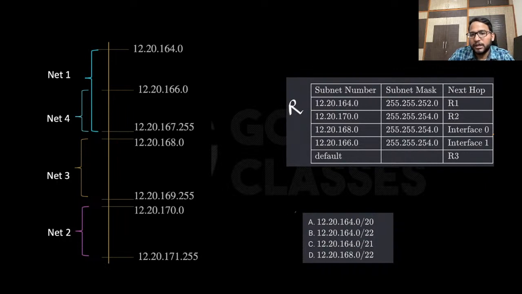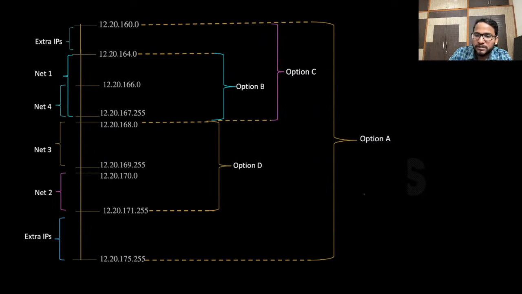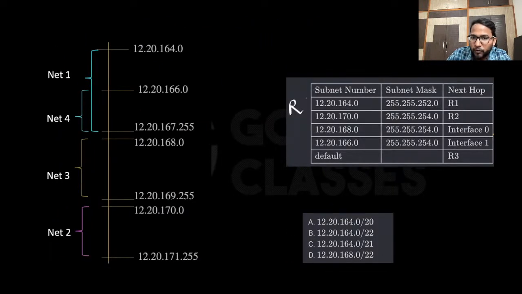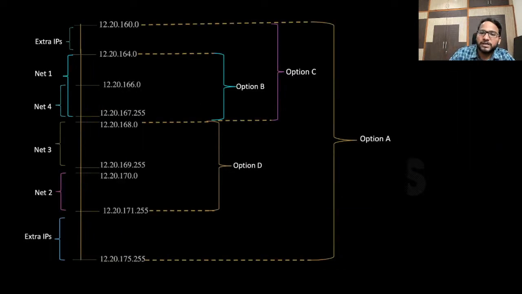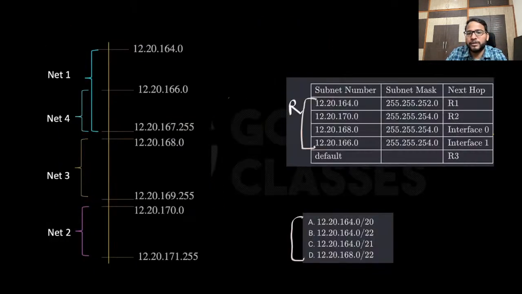Now let me draw a diagram where all of these 4 options and all of these 4 networks are shown. I'm not doing anything yet, I'm just drawing how much range option A is covering, how much range option B is covering. Option A is covering a very large range. Option B is, I think, the same as network 1. Yes, if you apply the subnet mask, then option B and network 1 will be the same.